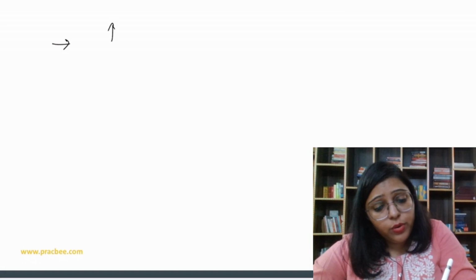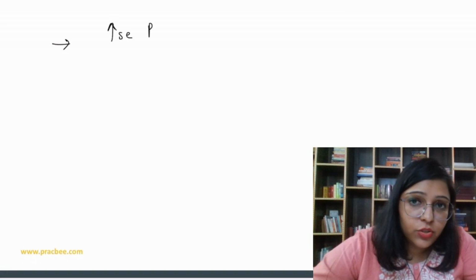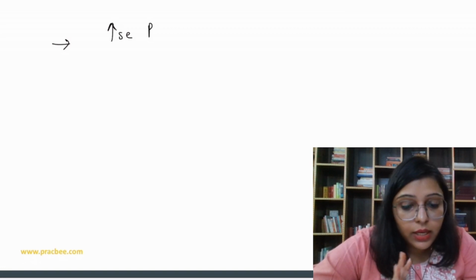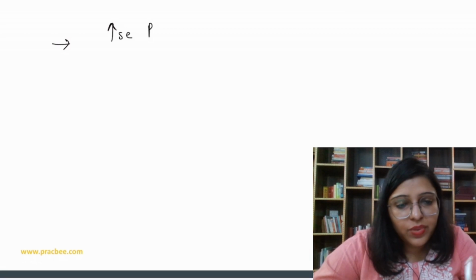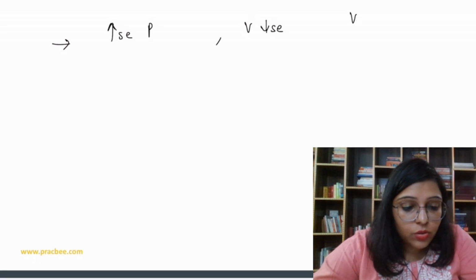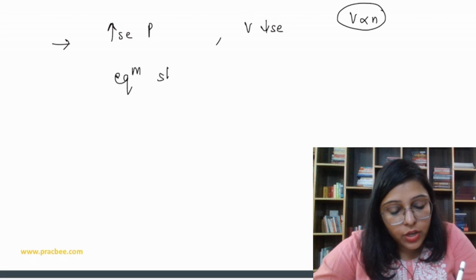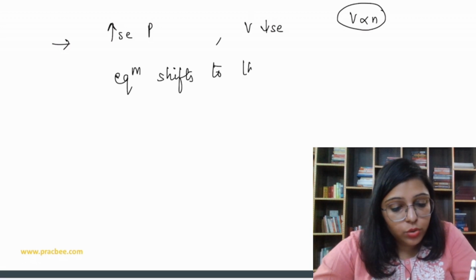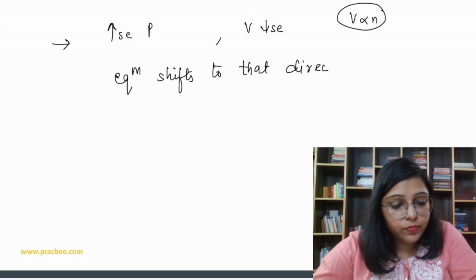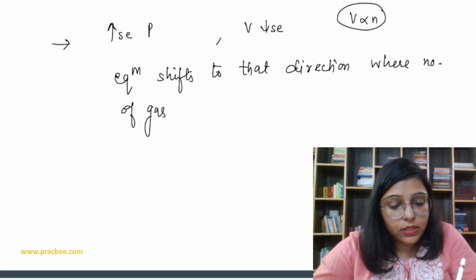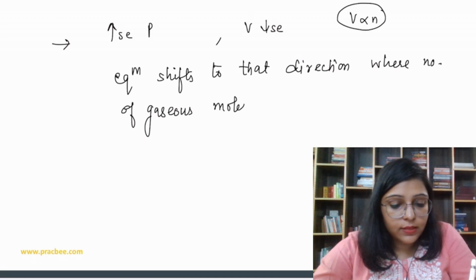Next, if you increase the pressure, then what happens? The system is going to decrease the pressure. Okay, so when you increase the pressure, we can also memorize it in that way: on increasing the pressure, volume decreases, and we know that volume is directly proportional to number of moles. So the system, or we can say the equilibrium, shifts to that direction where the number of gaseous moles is less.